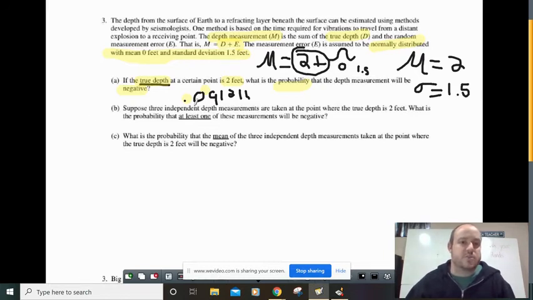Part B says, suppose 3 independent depth measurements are taken at the point where the true depth is 2 feet. What is the probability that at least one of these measurements will be negative? So 1, 2, 3 independent depth measurements are taken, where the true depth is 2 feet. So in other words, they're talking about this situation in A, all right? What is the probability that at least one of these measurements will be negative?